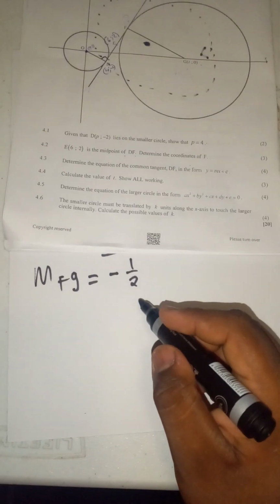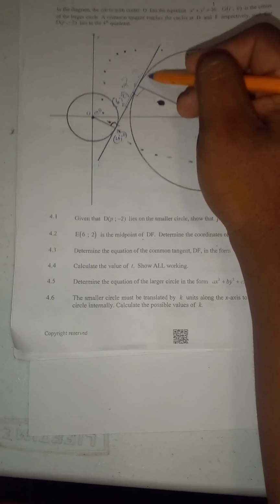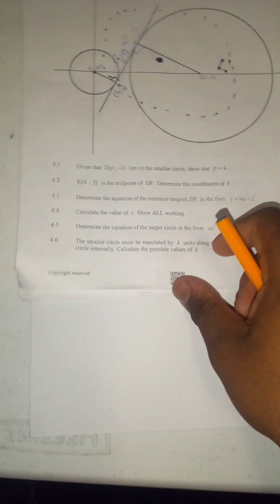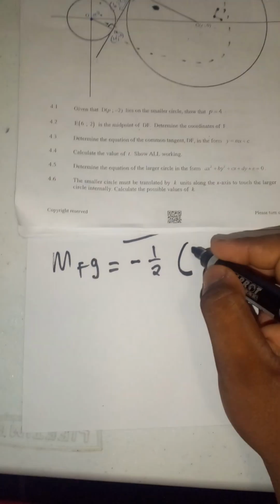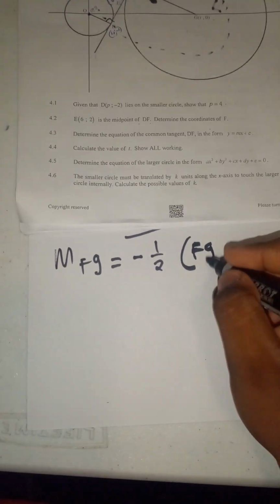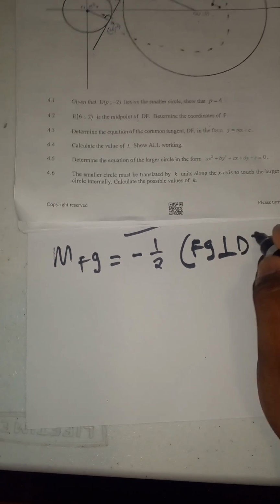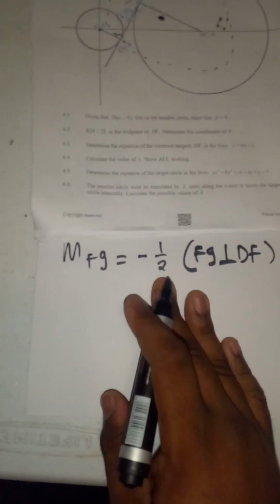-1/2. Why am I saying that? Because the gradient of DF is 2. So when this radius meets the tangent there at 90 degrees, M1 times M2 gives you -1. Because FG is perpendicular to DF. That is the reason why I'm saying that.